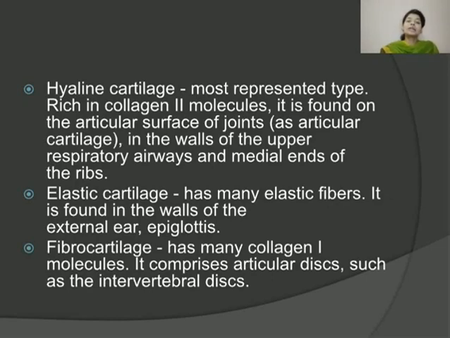Then coming to the elastic cartilage or elastic fibrocartilage, right? So this is a flexible tissue which consists of yellow elastic fibers lying in a solid matrix with chondrocytes. Chondrocytes are the cells of the cartilage, right? It provides support and maintains the shape of a particular part. It is mainly present in the walls of the external ear and the epiglottis.